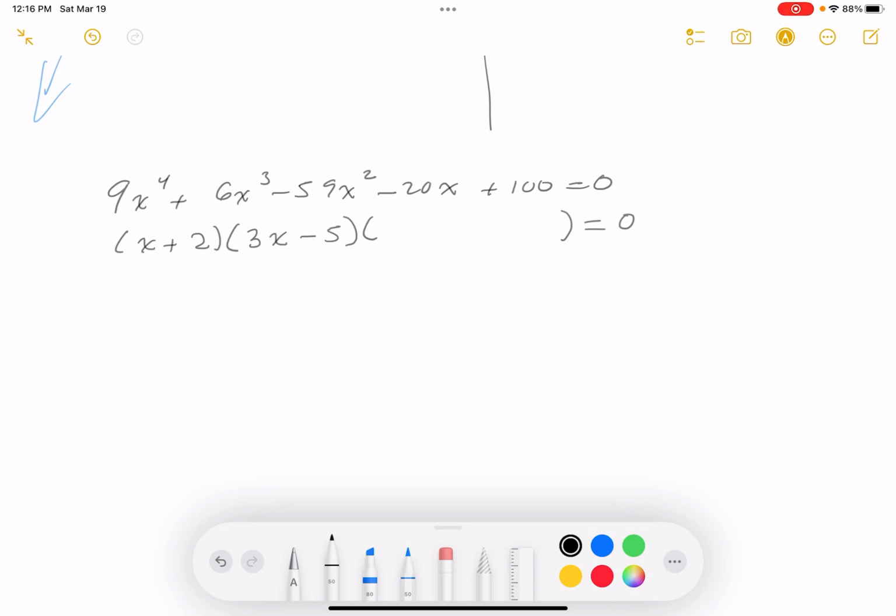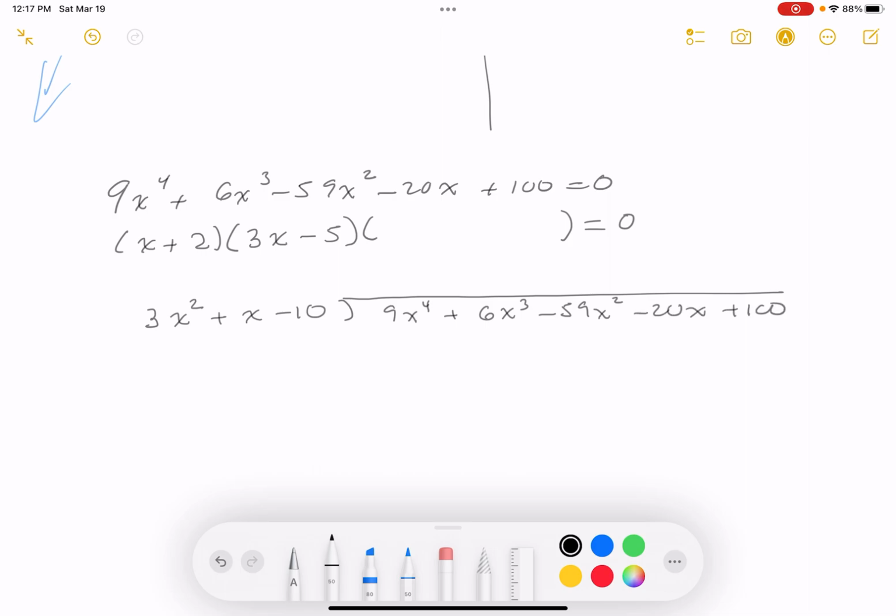But to do division, at least I need to expand the 2 factors that they've given me, x plus 2 and 3x minus 5. Let me do that, and then I'll do the division. You're going to get 3x squared, minus 5x plus 6x is plus x, minus 10. And we're going to divide that into 9x^4 plus 6x cubed minus 59x squared minus 20x plus 100. And let's give it a shot.